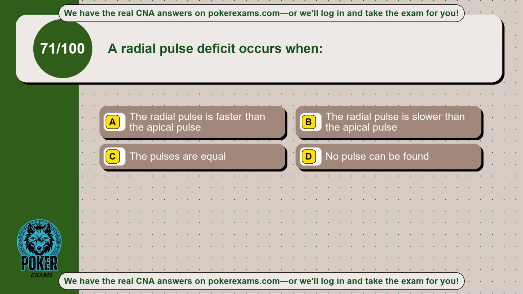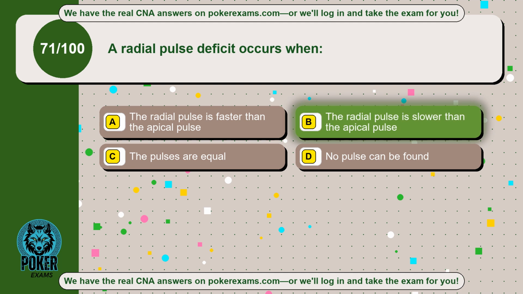Question 71. A radial pulse deficit occurs when: Option A, the radial pulse is faster than the apical pulse. Option B, the radial pulse is slower than the apical pulse. Option C, the pulses are equal. Option D, no pulse can be found.